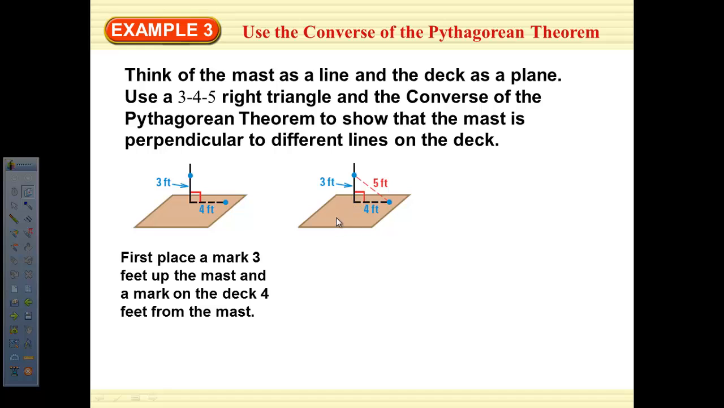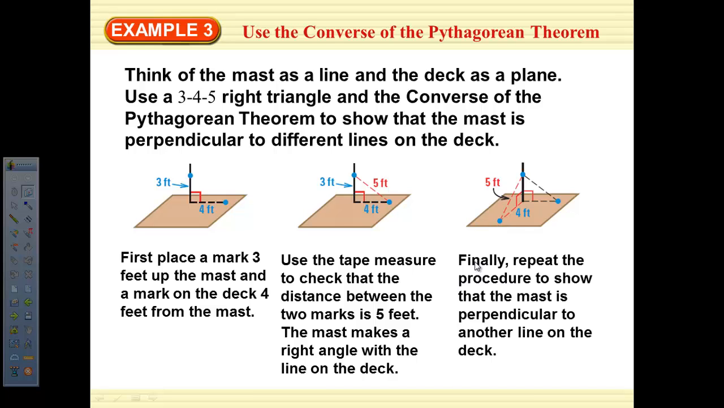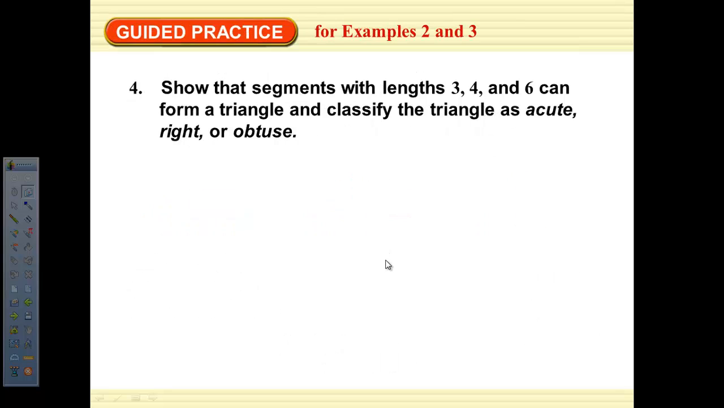And then what we're going to do is measure 4 in a different direction and then see if we get 5 again. If we get 5 again, then we know that it's perpendicular this way and this way. Therefore, the mast is going to be perpendicular to the deck.